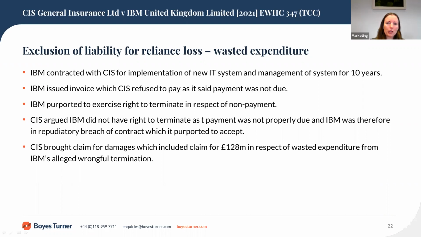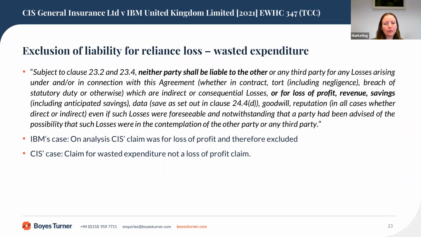Now, the judgment runs some 175 pages, so I'm not going to attempt to provide you with a summary of all of the case. But for today's purposes, I'm just going to focus on the question of whether CIS was entitled to succeed in its claim for wasted expenditure, or whether it's excluded by the contractual terms. IBM relied on the clause that I've set out on my screen. Subject to clause 23 and 23.4, neither party should be liable to the other, and then we jump forward to loss of profit, revenue, and savings, which is the key part that I've highlighted in bold there.